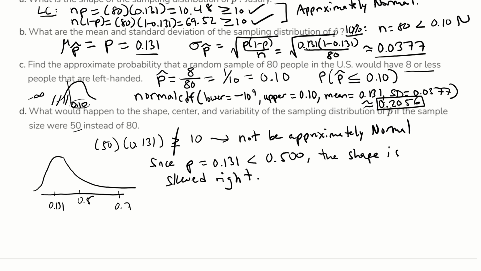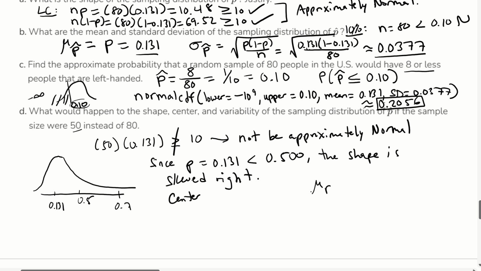All right, and then the center would stay the same. The center wouldn't change, because if it's skewed right, the center is still going to be whatever the center is, because of the formula, right? The formula is still the same. The mu p hat is still going to be p, regardless of whether it's skewed left, skewed right, or whatever. It's still going to be equal to p.